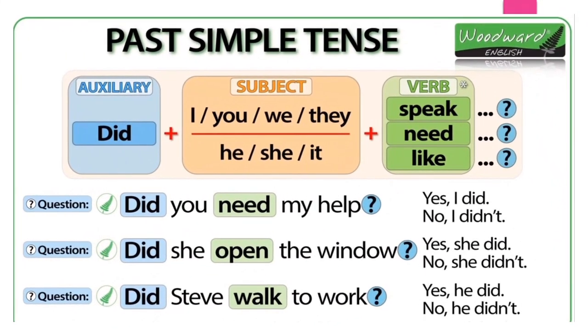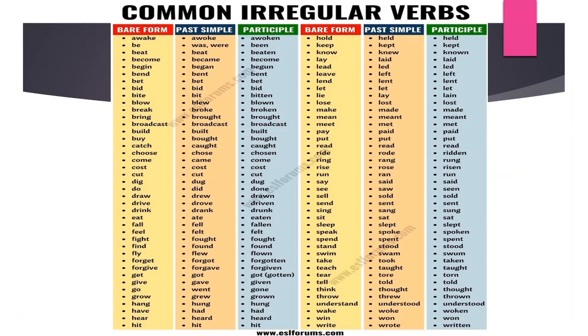Also, in the question, we just add did and the subject and the verb in the base form to continue the phrase. Did you need my help? The answer, yes, I did, or no, I didn't. Did she open the window? When you use a WH question, for example, where or why and what, we use the question word plus did plus subject and verb. For example, what did you do?